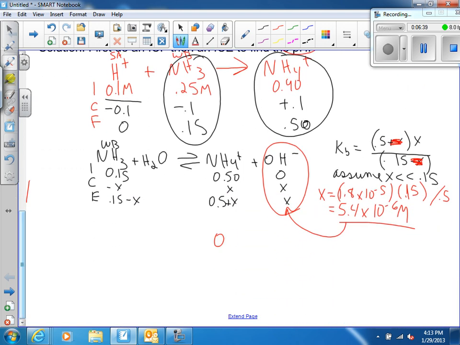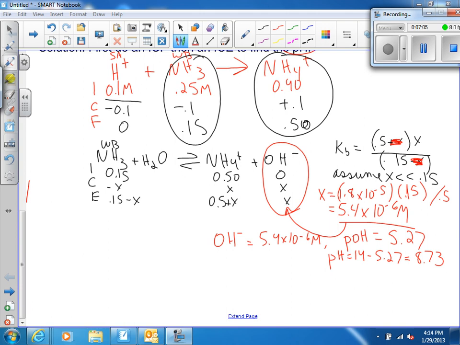So I now know that OH minus is 5.4 times 10 to minus 6 molar. So my pOH is negative log of that, which is 5.27. And so my pH is 14 minus 5.27, which is 8.73. And that's the final answer for that one.